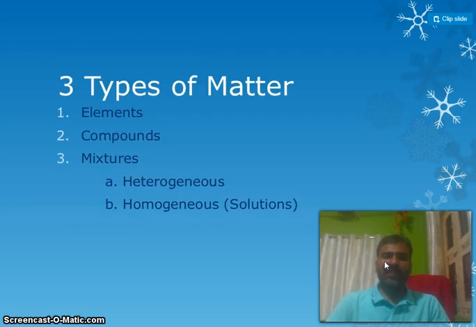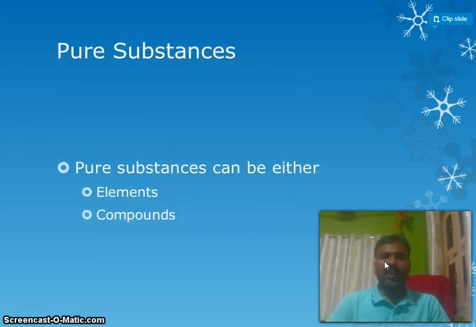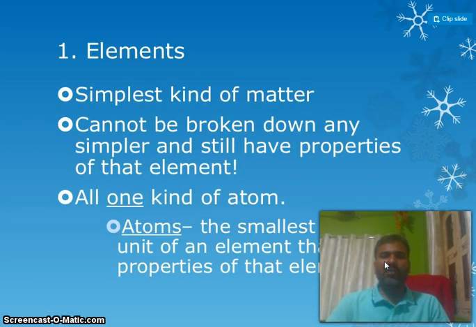Types of matter: elements, compounds, mixtures. Heterogeneous, homogeneous. Pure substance: a pure substance can be either an element or a compound. Elements: the simplest kind of matter, which cannot be broken down any simpler and still have the properties of that element. All one kind of atom. Atoms: the smallest particles or unit of an element that has the properties of that element.